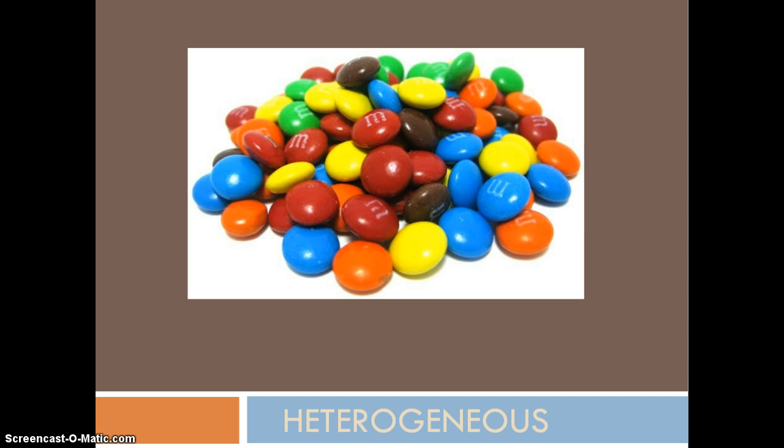Something lighter, we have heterogeneous, which I think many of you are familiar with from science class, maybe biology. Heterogeneous and a homogeneous mixture. Heterogeneous is an adjective, and it means composed of different kinds or diverse. So in this picture here, all these M&Ms, these mouth-watering M&Ms, there are many different colors. You have brown, blue, orange, red, yellow, green. So they're all different colors. So it's a heterogeneous mixture. The synonym for heterogeneous is miscellaneous, and the antonym is homogeneous.